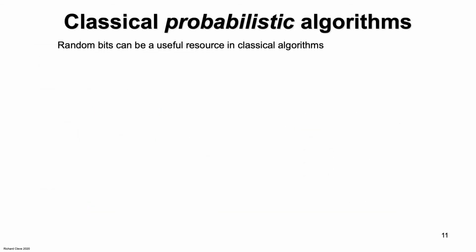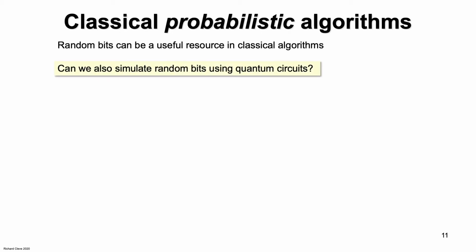Some classical algorithms make use of random number generators, and we have not captured that in our definition of classical circuits. Say we allow our classical circuits to access random bits that are 0 with probability 1/2 and 1 with probability 1/2. Can we simulate such random bits with quantum circuits? You may pause the video to think about this.